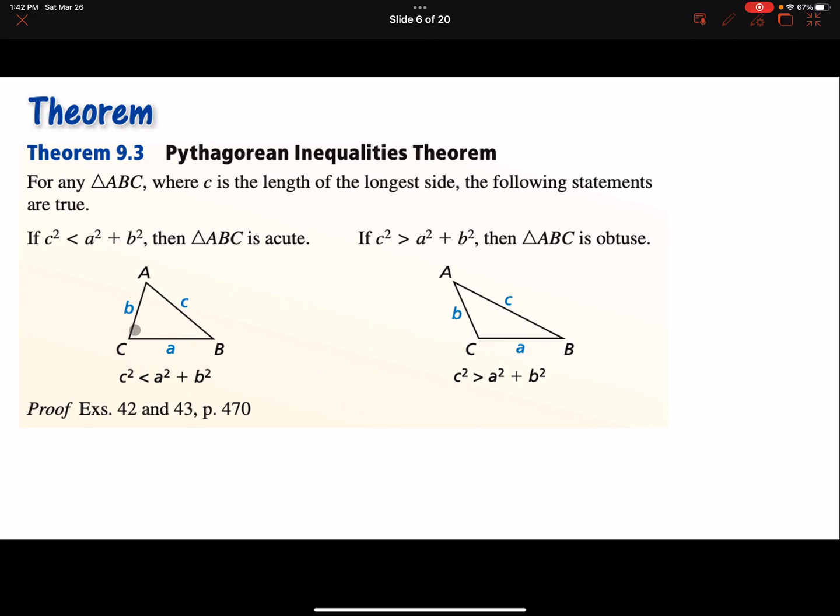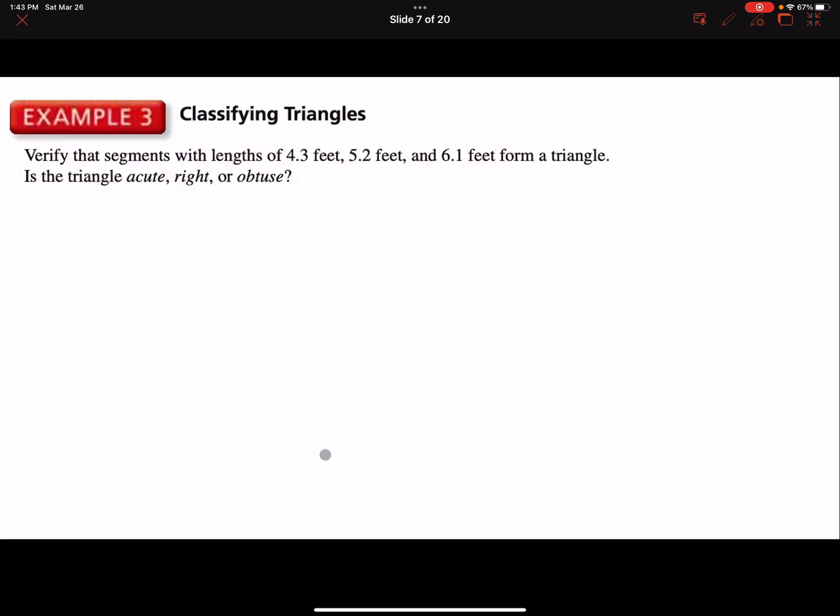Remember, acute means that the triangle has three angles that are less than 90. And if it is obtuse, one of the angles, which is opposite of the longest side, is greater than 90 degrees. This is the only really new theorem that we're covering in this lesson. So let's put it together.